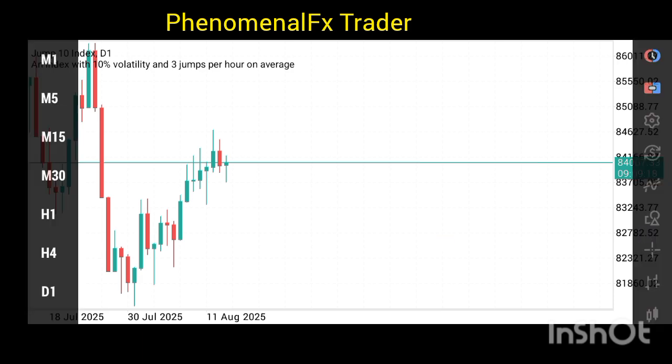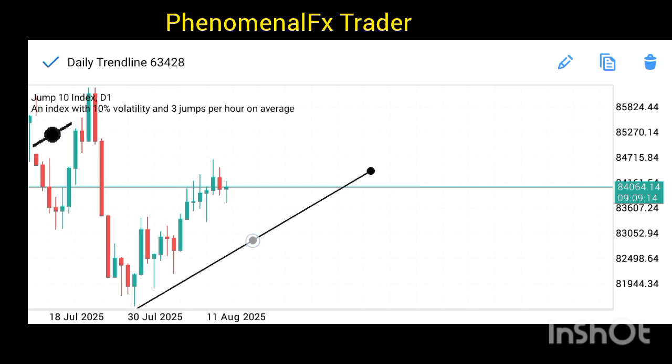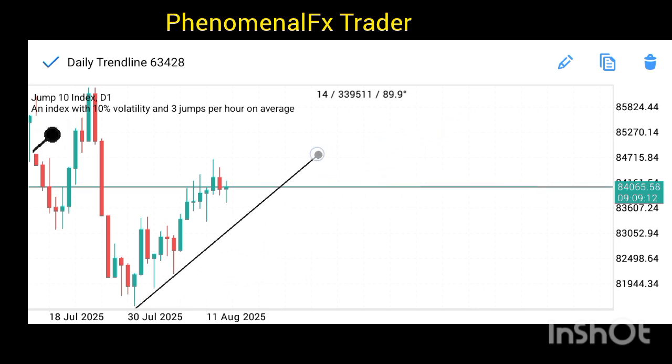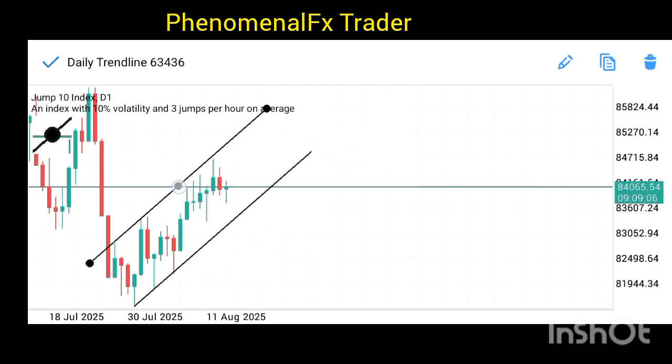Meanwhile, on this daily time frame, we can still try to place these trend lines. It makes the chart look good when you're analyzing, because your analysis will be based on what you see, the lines you draw and all those.